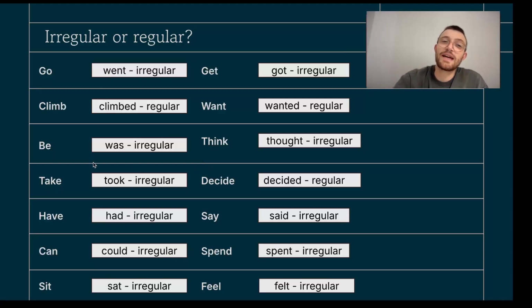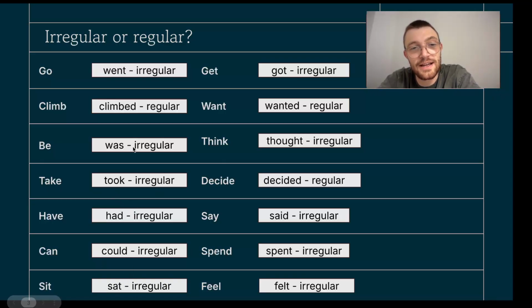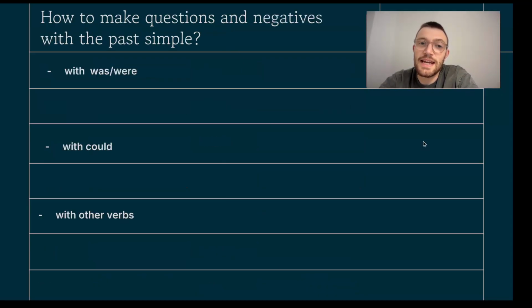Now, you don't have to make a silly story like I did, but I would recommend that you try and make some sentences with those verbs. Okay, the next thing that we're going to look at is how to make questions and negatives in the past simple, because unfortunately it is not as simple.